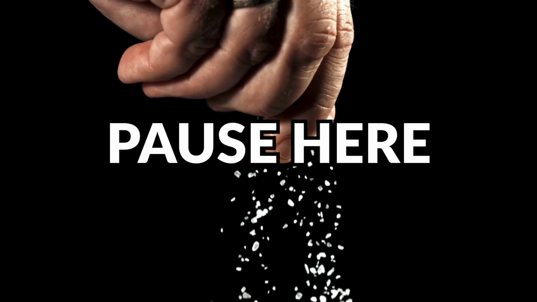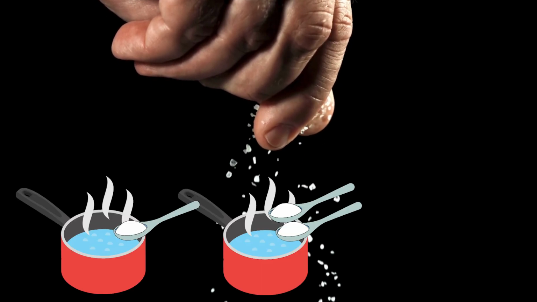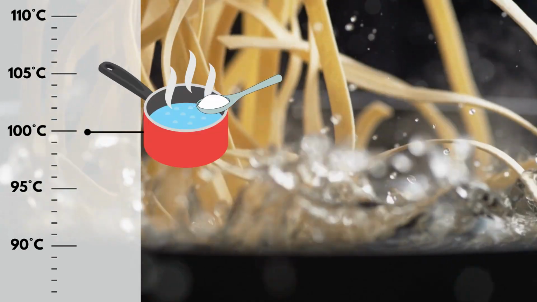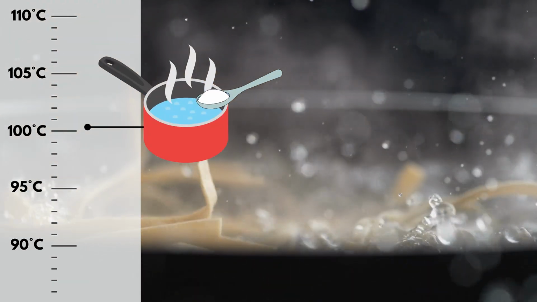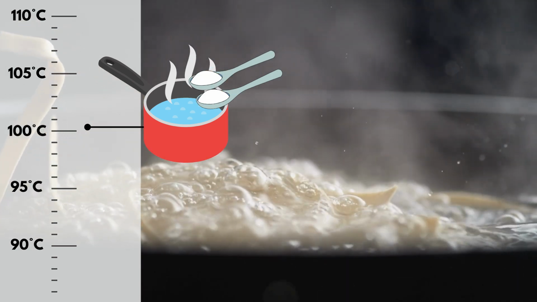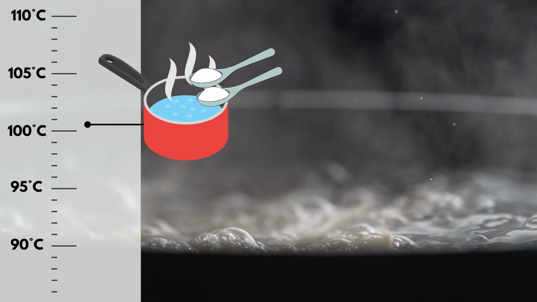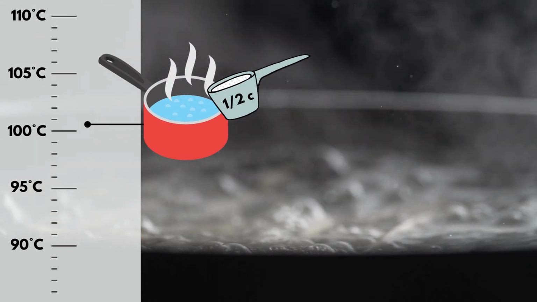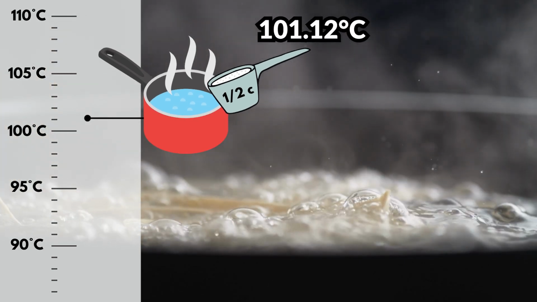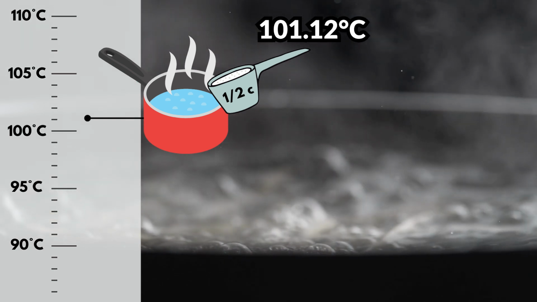So here we're going to look at 3 examples of how much the boiling point changes when we add a tablespoon, 2 tablespoons, and half a cup to 2 liters of water. As we already calculated, when we add 1 tablespoon of salt, the boiling point is now 100.14 degrees Celsius. When we add a second tablespoon, that increases just a little bit more to 100.28. When we add in half a cup or 128 grams of salt, the boiling point is now 101.12.